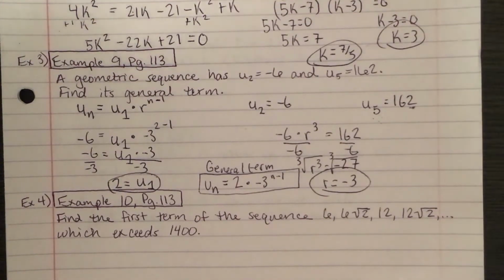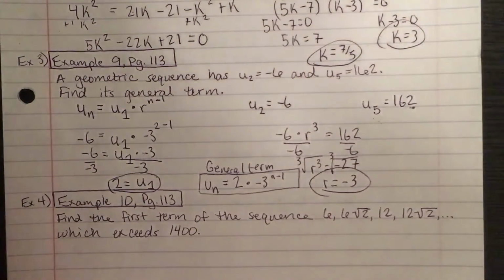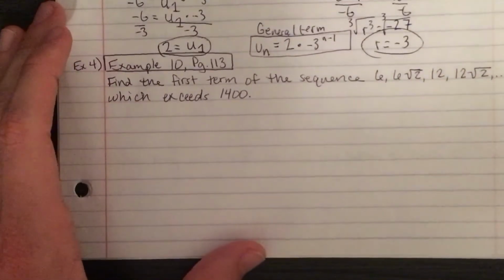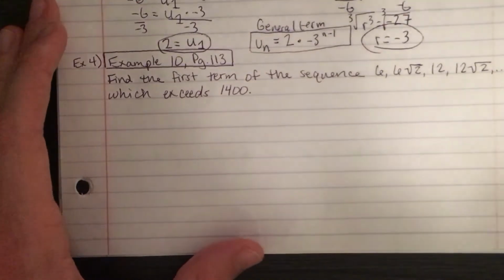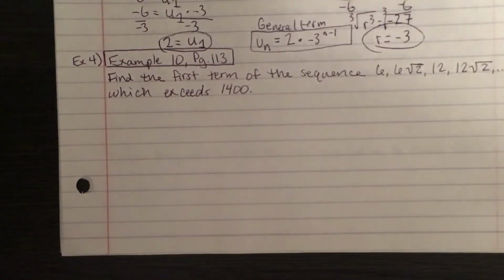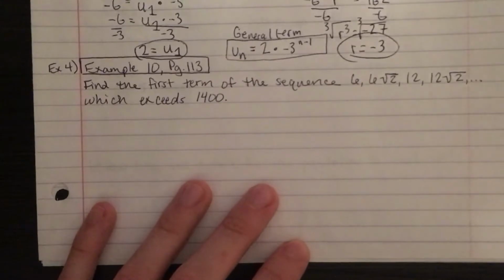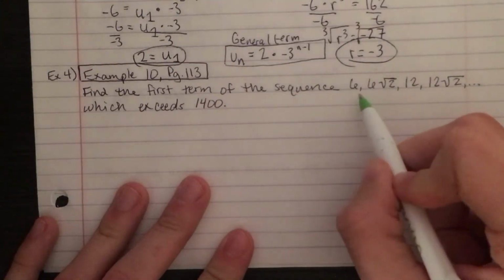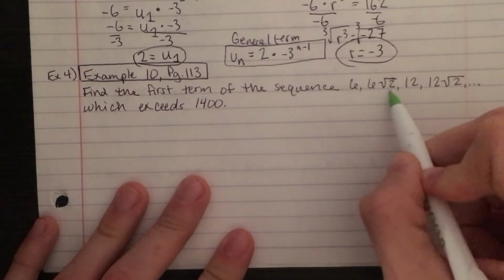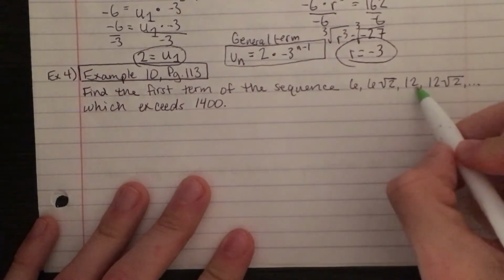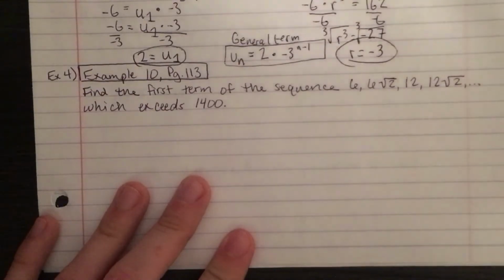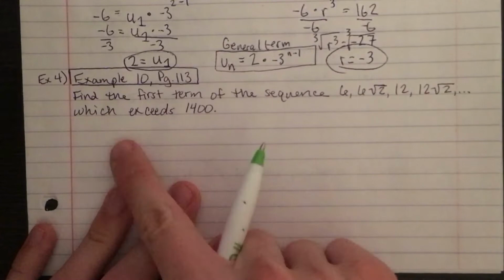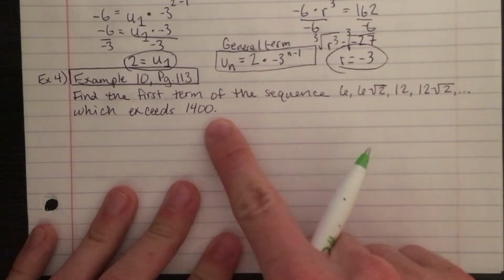And with that, I'm going to show you all how to look at sequences on the calculator to make predictions and state things. We're going to be using the calculator a lot the next couple of problems, so make sure you have it handy. We've got this sequence here: 6 square root of 2 is the next term, 12 square root of 2 is the next term. And we want to know when this is going to exceed 1400.